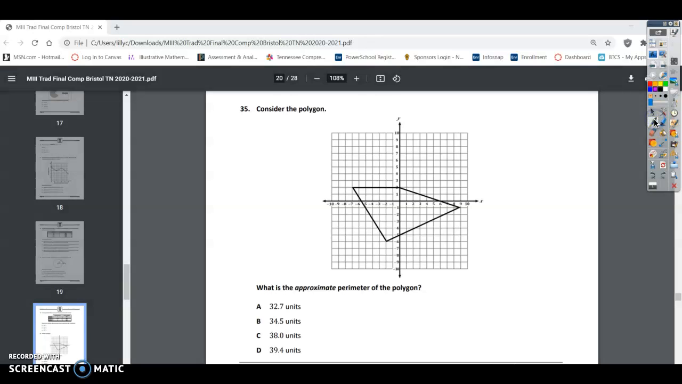Math 3, final benchmark, question 35. Consider the polygon. What is the approximate perimeter of the polygon? So the approximate perimeter means we have to add up the sides here.